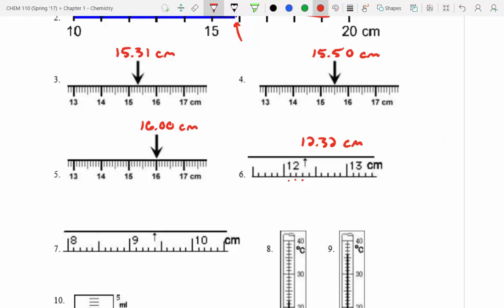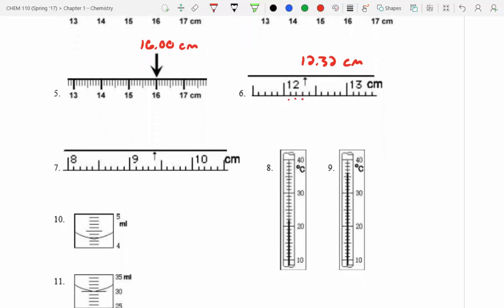12.32 centimeters. It makes people feel really uncomfortable at first to estimate that last digit, but it's important that you include that last digit. If you don't, that means that the digit before it is your estimated digit, and that's simply not true. We know for a fact that that measurement is above 12.3.